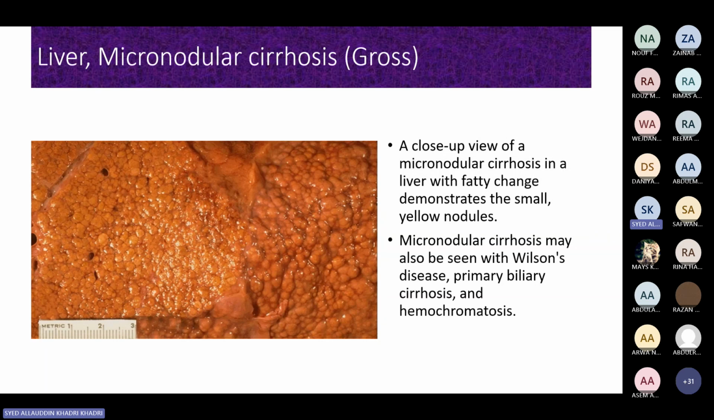This micronodular cirrhosis may also be seen, as I told you, in Wilson disease, primary biliary cirrhosis, and even hemochromatosis.